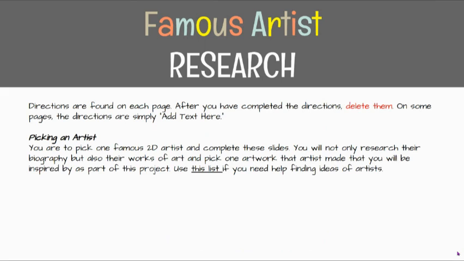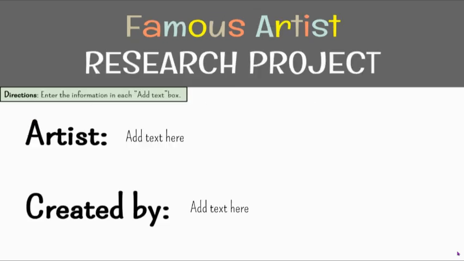Once you have selected an artist, you need to do a little research. On each page, there are the directions. After you complete the directions, you can delete them. On some pages, the directions are simply to add your text. So you have to pick a famous 2D artist and complete the slides. You research them, you learn about their works of art, and you need to be inspired by them for the project. The list, once again, is linked for good ideas of artists you can look at.